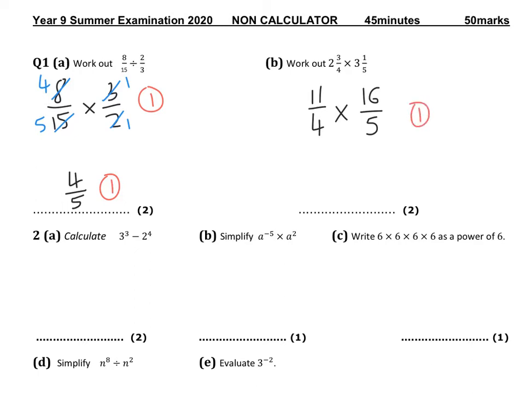Then you can simplify. The numerator can be divided by 4, and that's it. And you end up, when you multiply the numbers together, you get 44 divided by 5. And we want this to be a mixed number, so we'd write down 8 and 4/5 for the second mark.